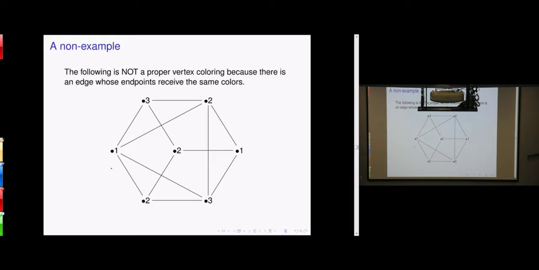At both ends, I color the edge with color 2. That's illegal. That's bad. That's not proper. Okay, so we cannot do this, right? The following is not a proper vertex coloring, because on both ends of this edge you have the same color, right? So this is bad.